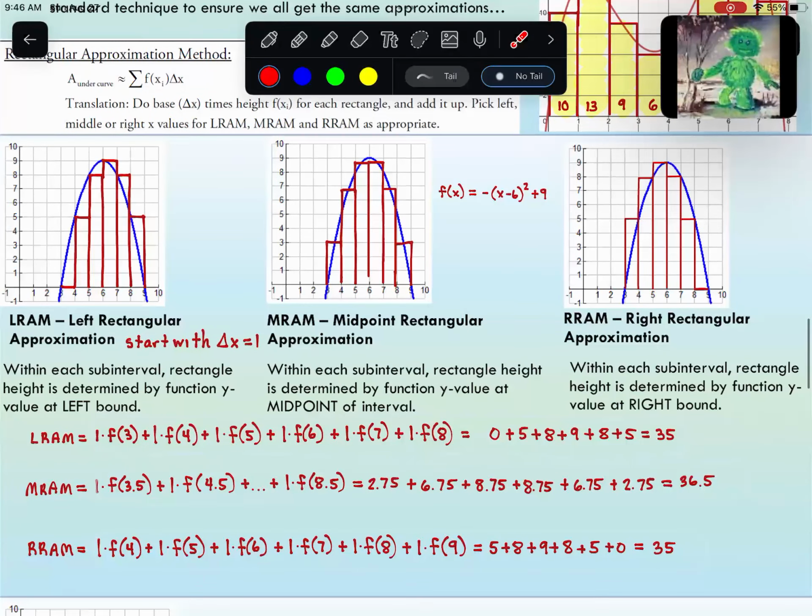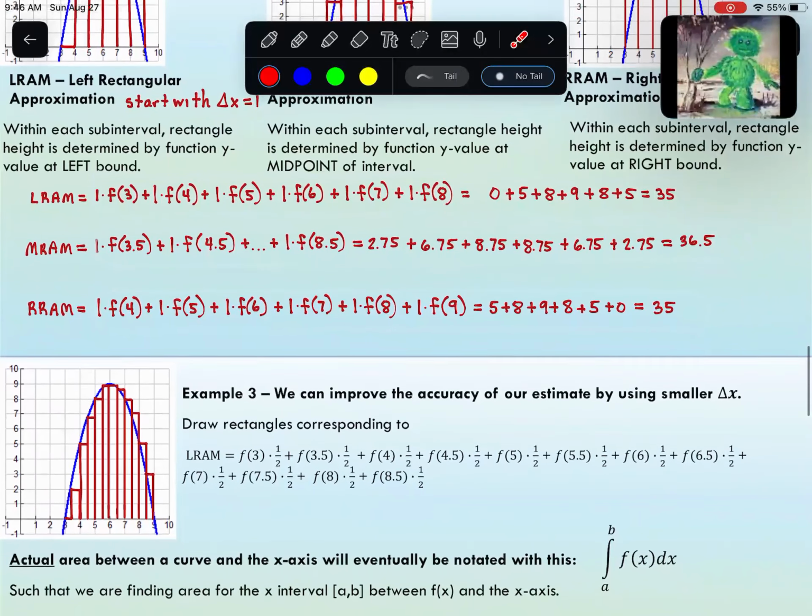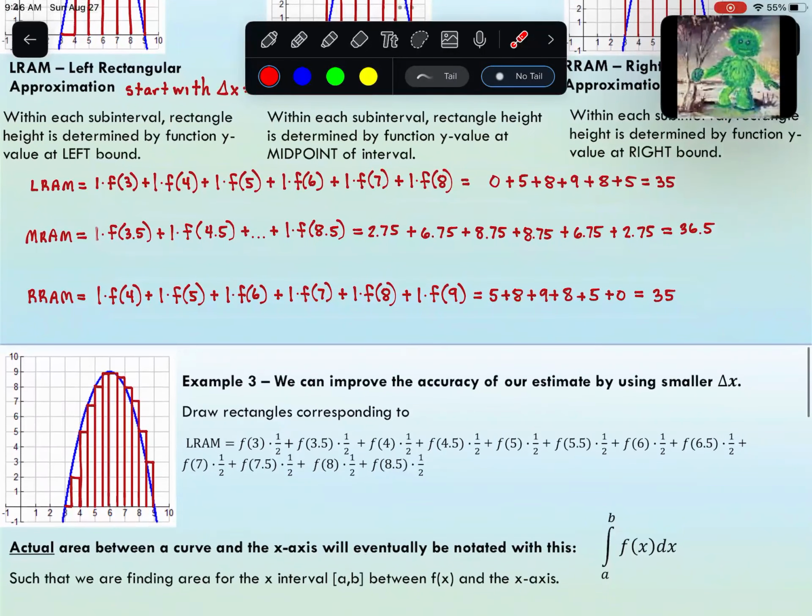On that note, let's scroll down a bit here. We see the same curve yet again in example 3, but this time we're going to go with a smaller delta x. Instead of a width of 1, we're going to go with a width of 1/2, which means we're going to have more total rectangles. We have about twice as many. Those rectangles are getting thinner.